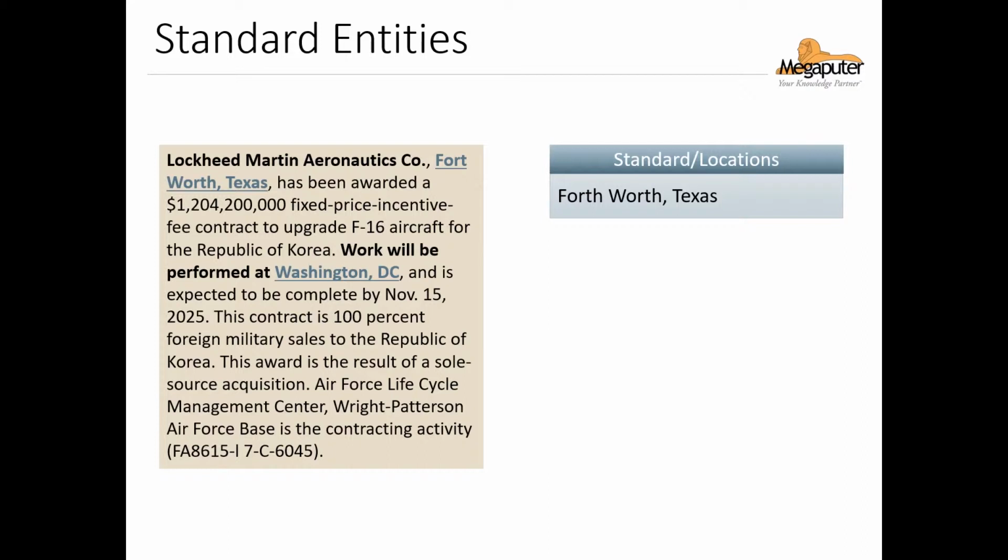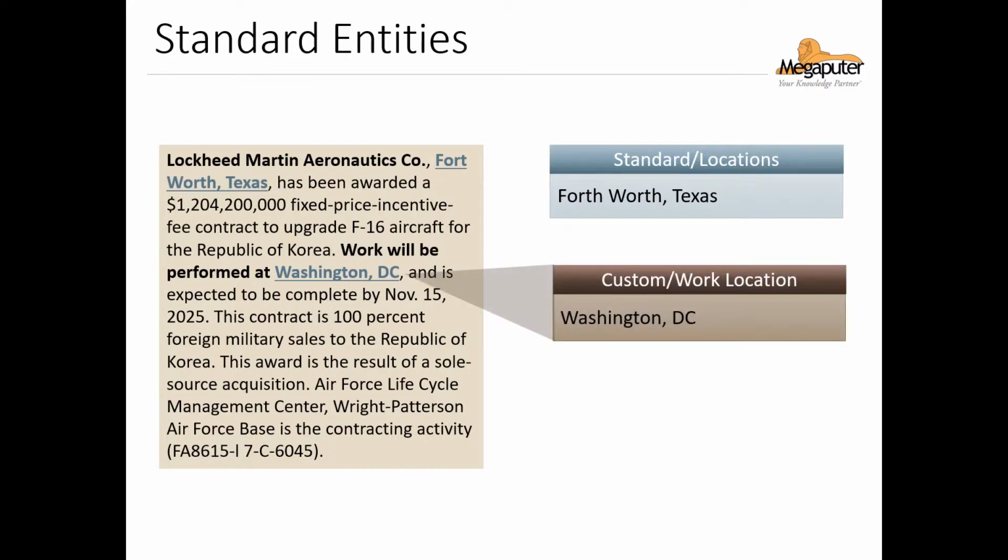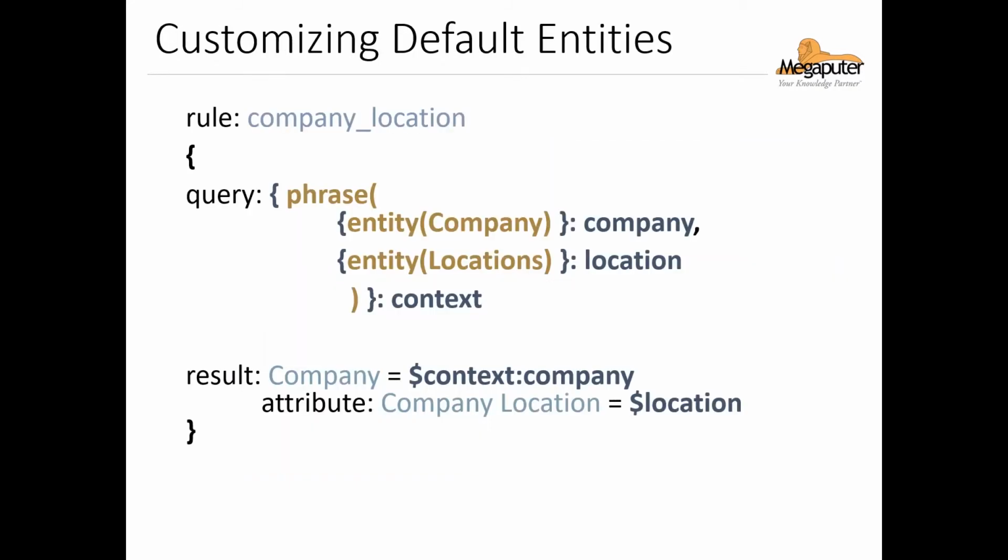So now we can open up our record and see that Washington, D.C. is a custom work location entity now. And if we want to make Fort Worth, Texas a company location, we can use the same ideas, but we'll need to change the additional context. In this case, the additional context we'd need is a company entity, which we'd find near the location entity. And then in the result block, we can return the company names and locations that fit this pattern.